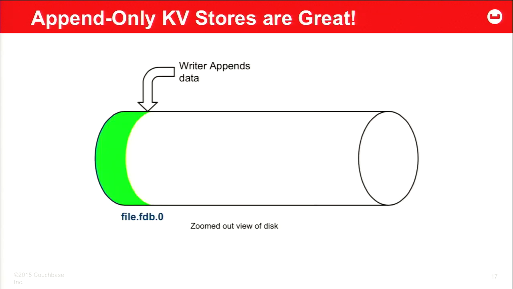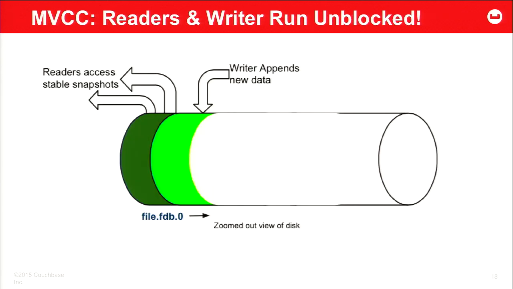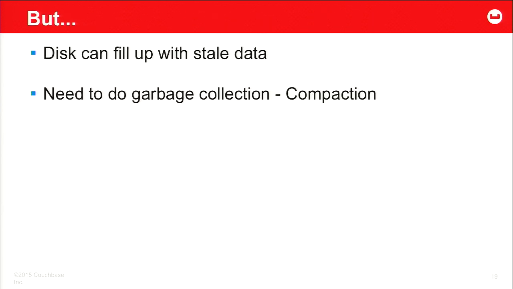But now where the problem lies, to just explain, let's look at a zoomed out view of a disk. We have a disk here, and then we create a file system on it. Let's call it file.fdb.0, and the writer continues to append data onto this file. Now that's great. If the data were to be updated, all that we do is just write a new copy of it, and the old snapshot continues to exist. So the readers can now access the stable snapshot while the writer is still appending. So the readers and writers can run unblocked.